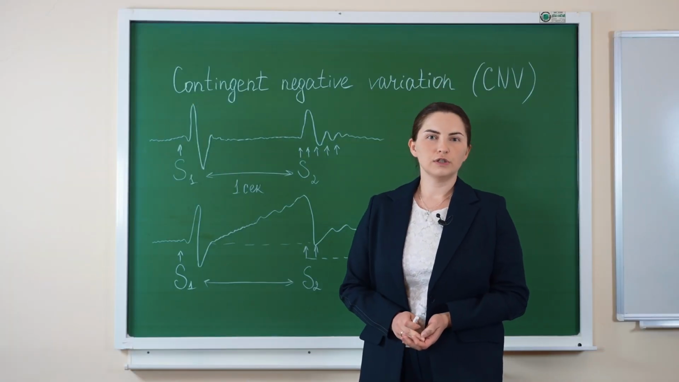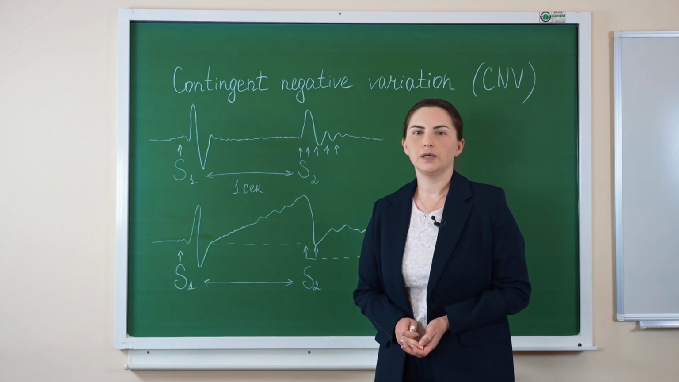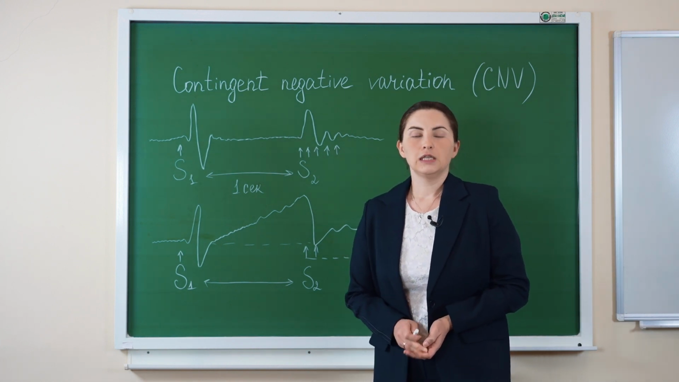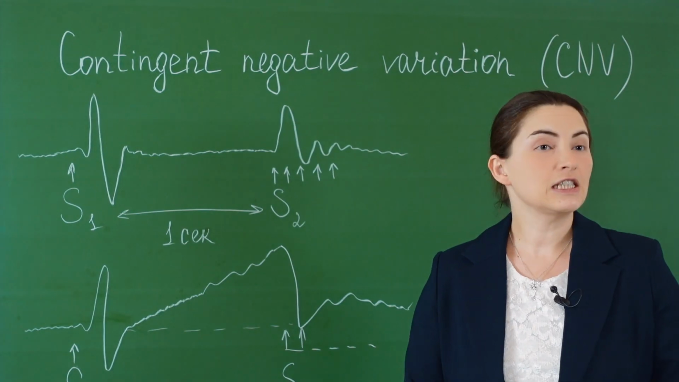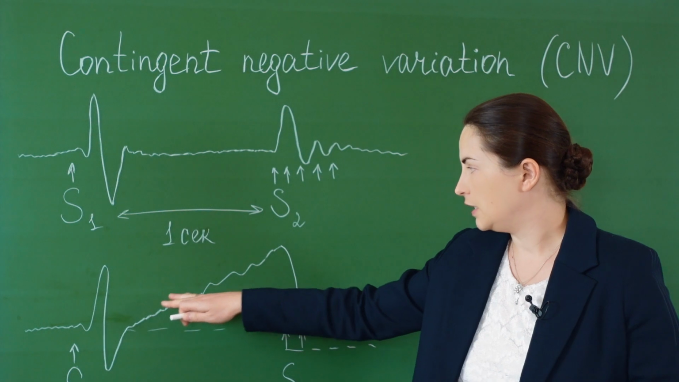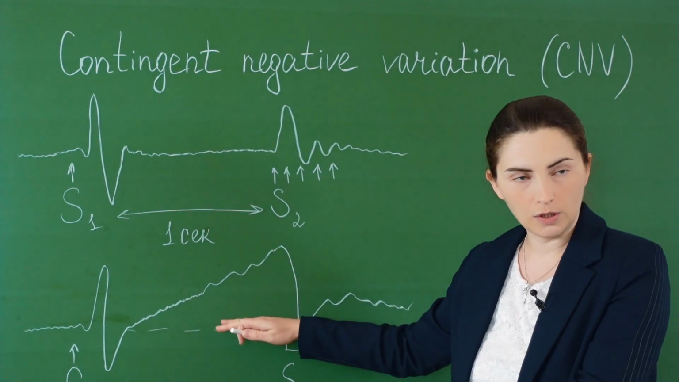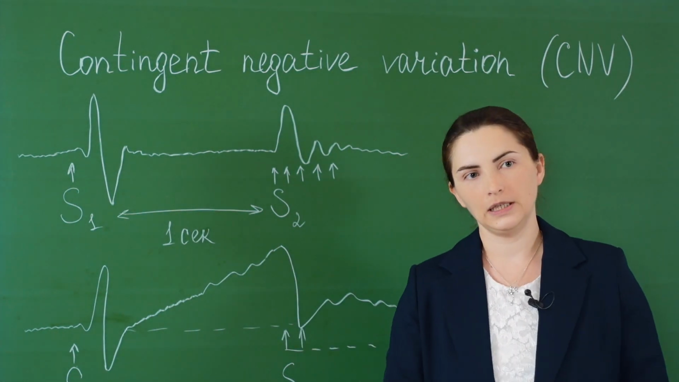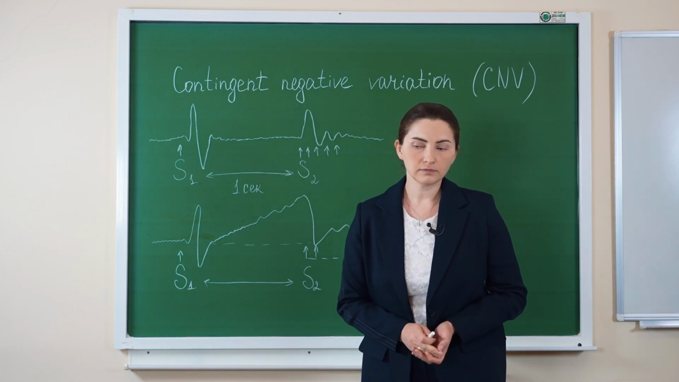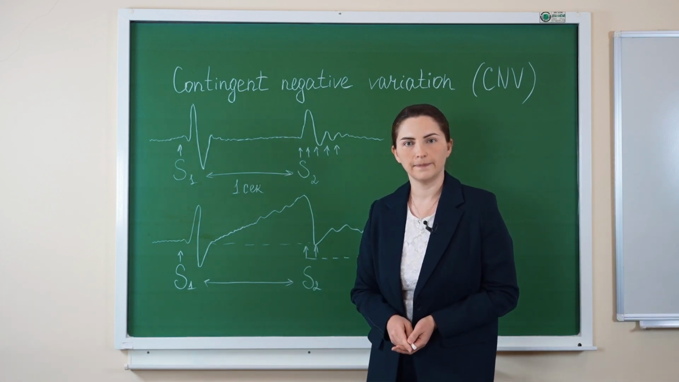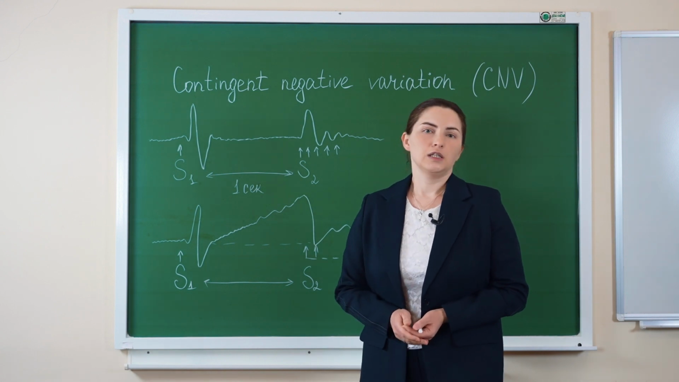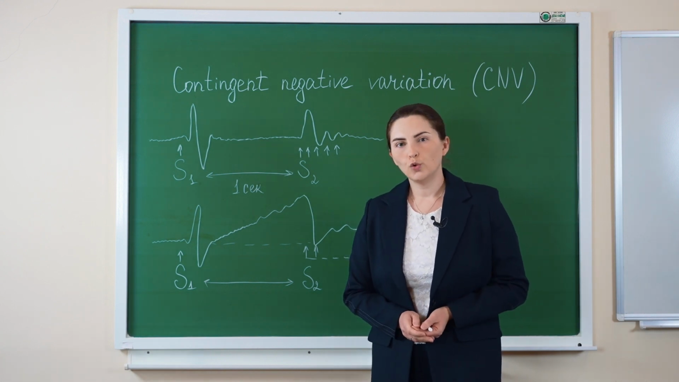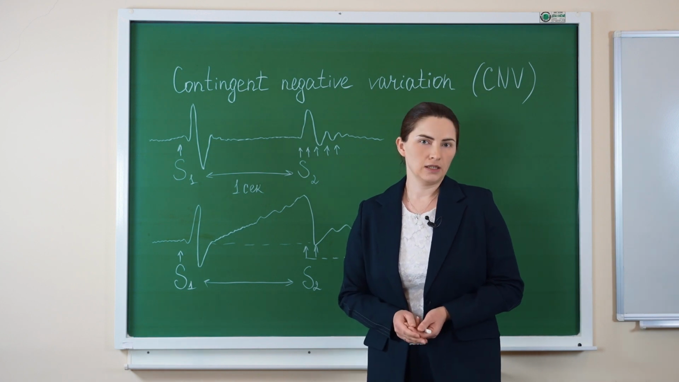CNV can be used in clinical studies in the examination of patients with psychiatric and neurological diseases. For example, decreased CNV levels in amplitude are seen in illnesses such as schizophrenia, depression, and anxiety disorders. A change in CNV can also be observed in patients with neuralgia and migraines.